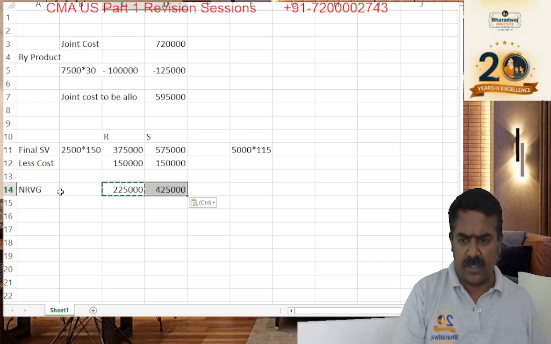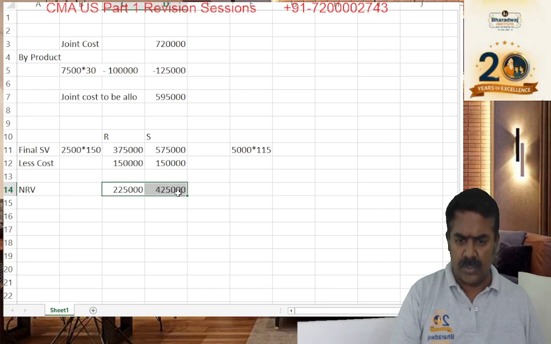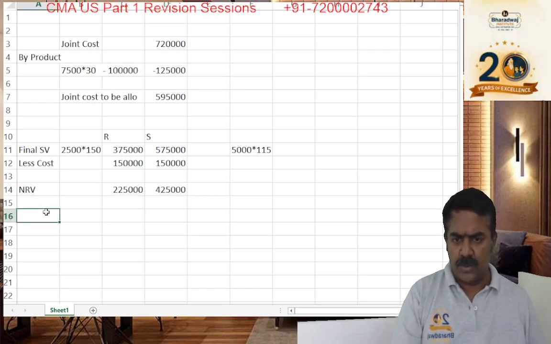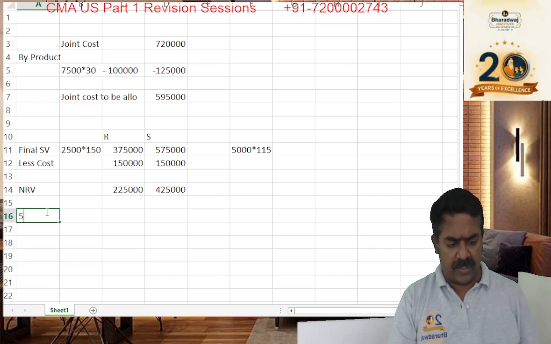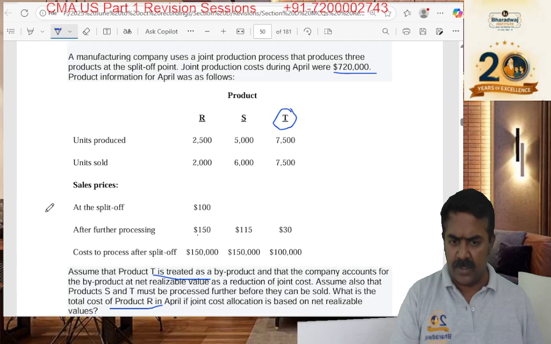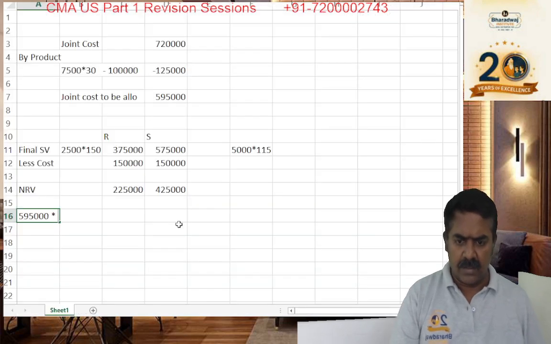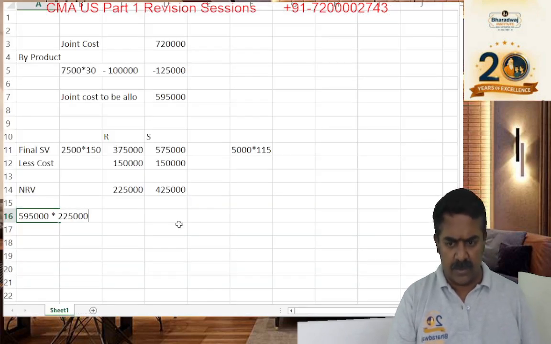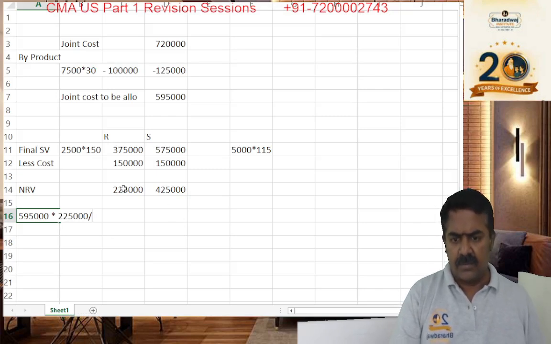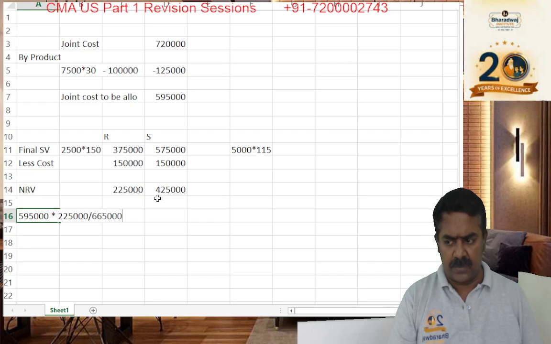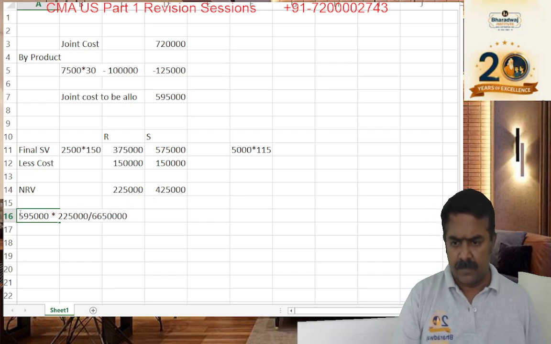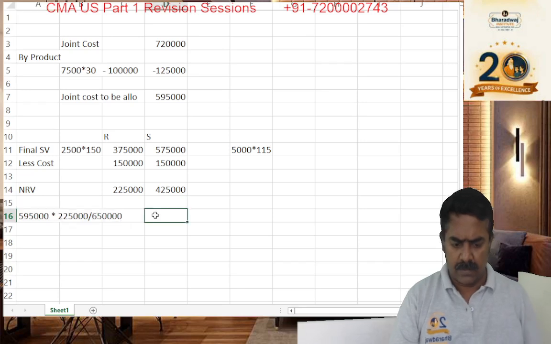In this ratio, we have to allocate the cost. 225 is to 425. So the joint cost of 5,95,000 into, for which one do they ask? R, right? So 2,25,000 divided by the total, 6,50,000. What answer do you get? 205.91.